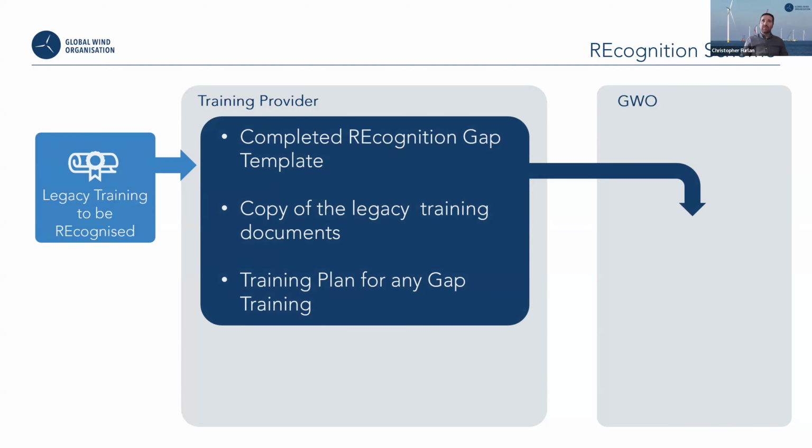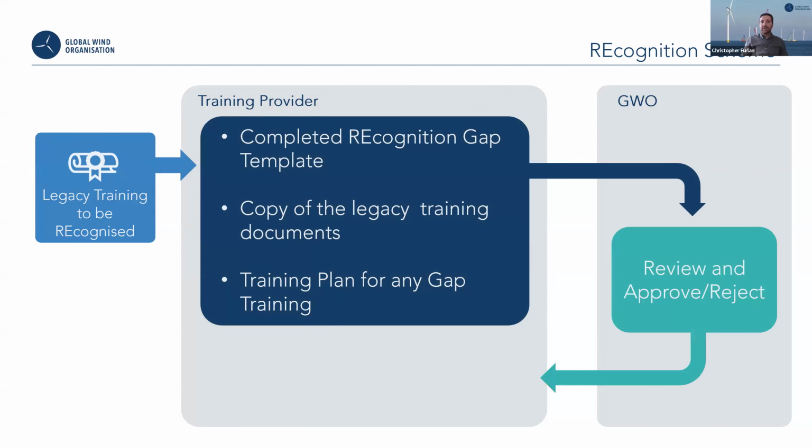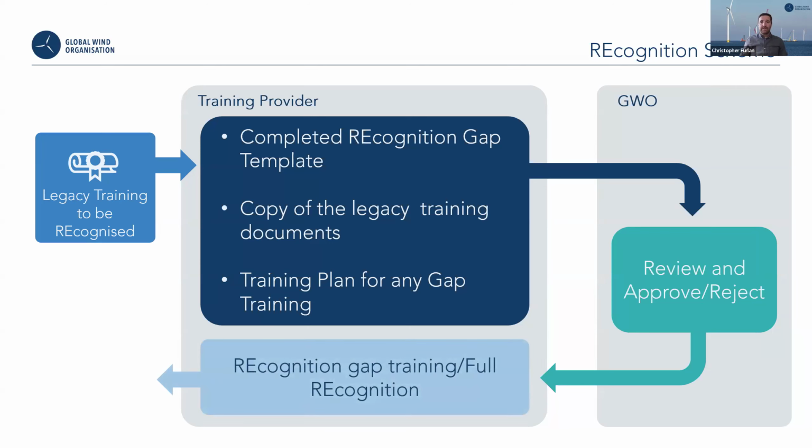They'll provide a copy of the legacy training documents and documentation that they're using to conduct the gap analysis, as well as the training plan for any gap training. This then needs to be submitted to GWO. GWO will then do an internal audit of this, review all of those documentations that have been sent in, and either approve or reject the gap analysis of that legacy training. If it is approved, then that recognition provider will be able to provide the gap training and full recognition, which will result in a WINDA training record.